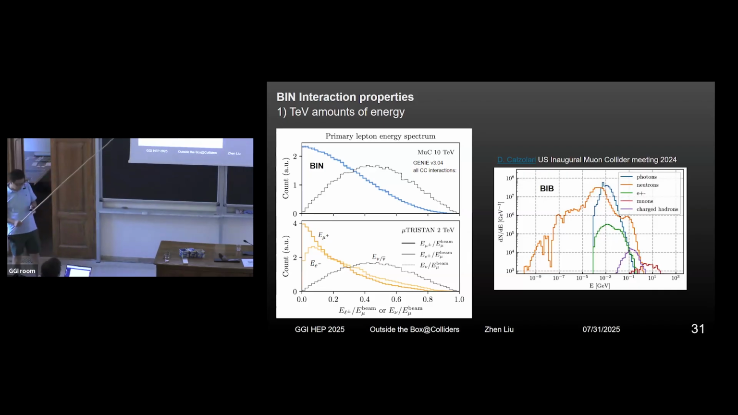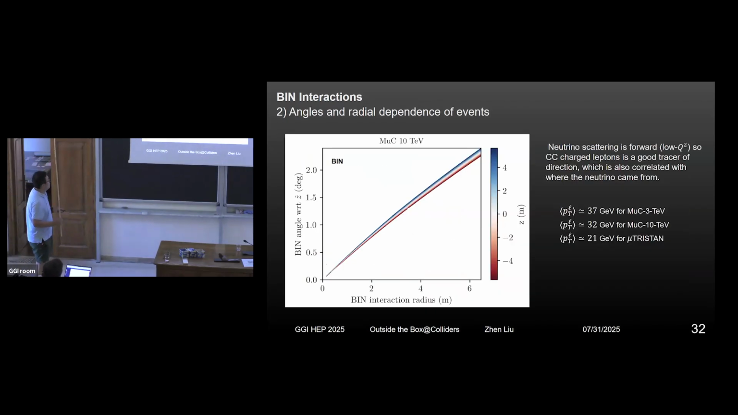Okay. And there's a strong correlation, in fact, even at our level of simulation, between where the neutrino is interacting along this r direction, the radius, versus the angle of the outgoing charged particles with respect to the z direction. There's a strong correlation.